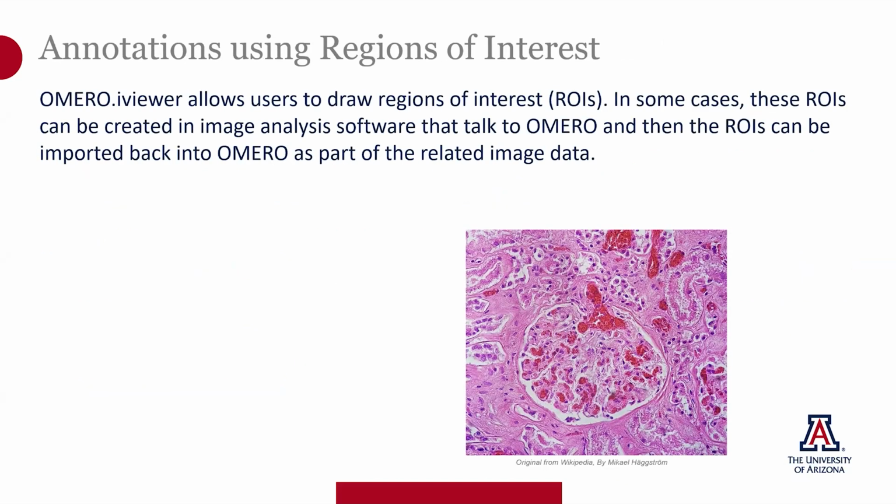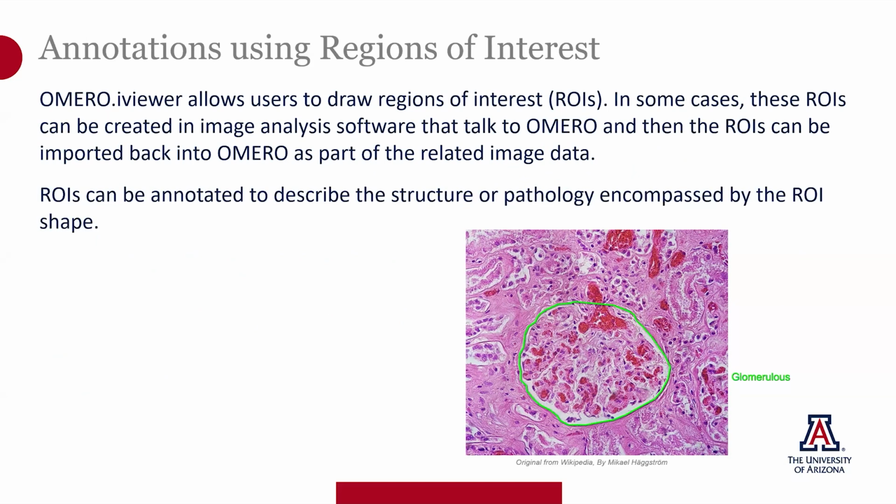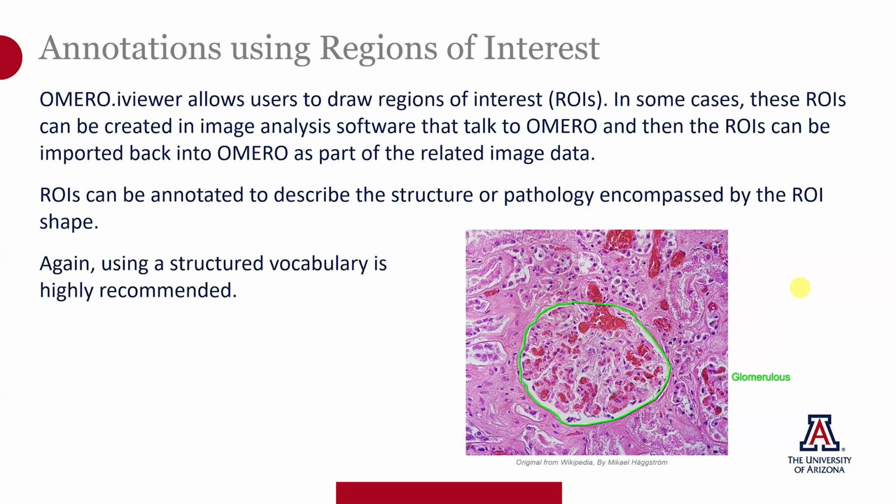Using an available tool within OMERO called the iViewer, users are able to draw and annotate regions of interest on an image. In some cases, these ROIs can also be created from image analysis software that connects to OMERO using a plugin. The analysis software pulls down an image, performs a segmentation, and puts an ROI around the feature in the image. These externally created ROIs can be uploaded into OMERO by the analysis software and included with the analyzed image data. As an example, in this image, we've annotated this region of interest and called it a glomerulus.